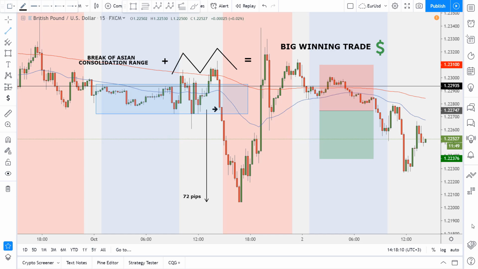So I'll make it special for you, make it precise and simple. You just wait for the break of the Asian consolidation range. That's going to happen, especially if there is news. You will not take the trades early in the London session because you are expecting them to be false moves. As you can see, these spikes to the opposite direction are false moves.